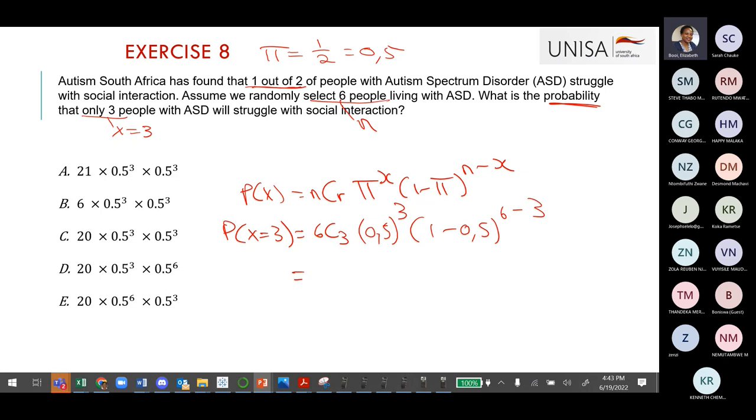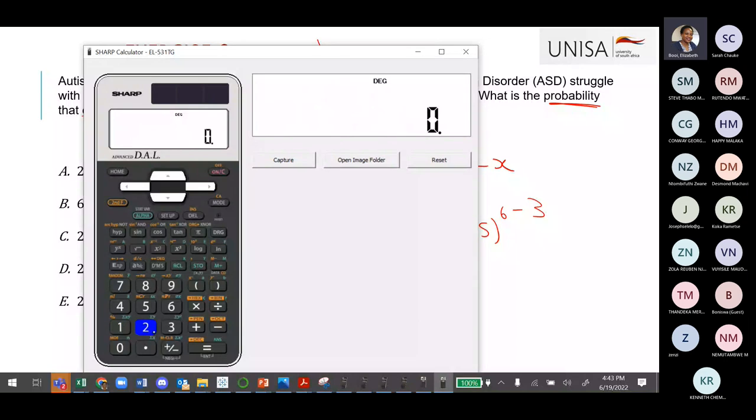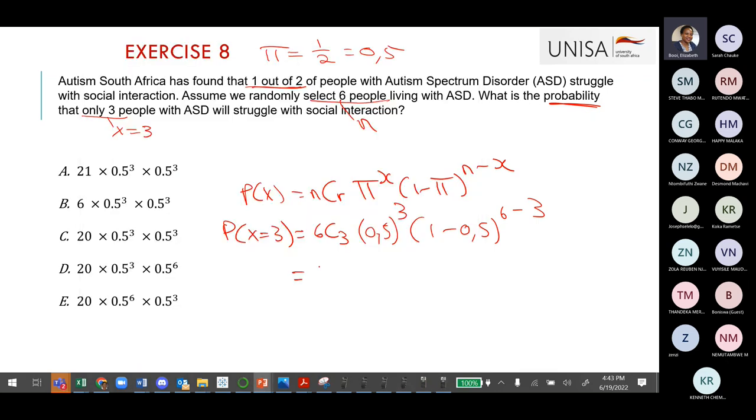Remember, you use your calculator. So let's say those who are using the Sharp calculator, your NCR, where is it? It's written in orange. There it is. So you just press 6, second function, NCR, and then 3, and press equal, and that is equals to 20. And that is my answer.